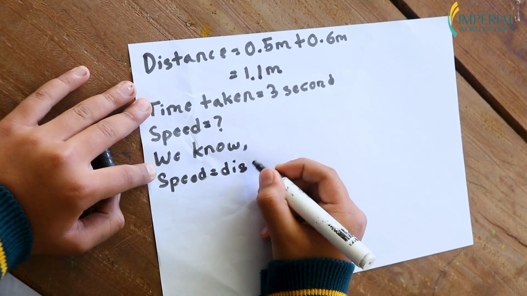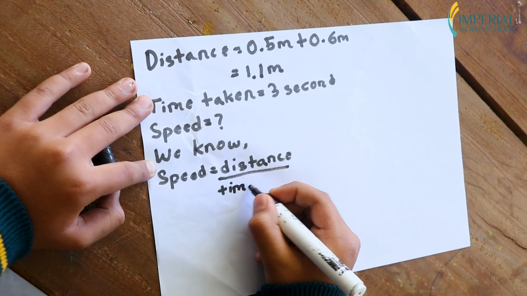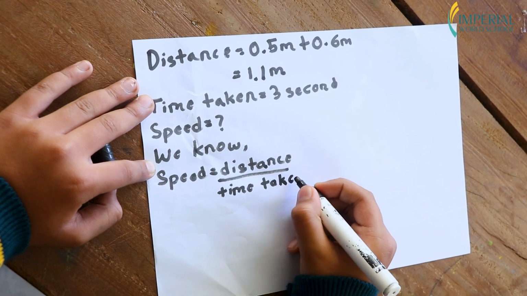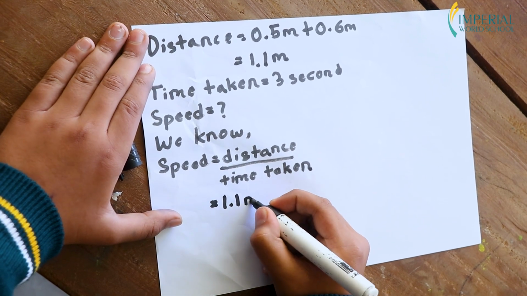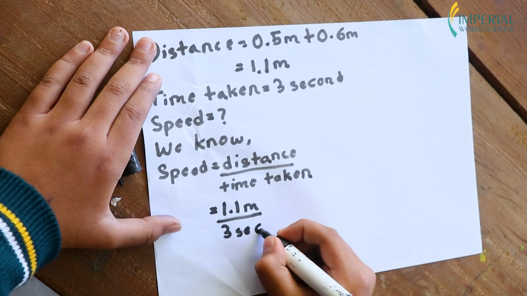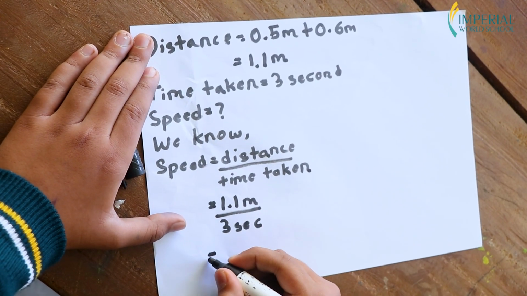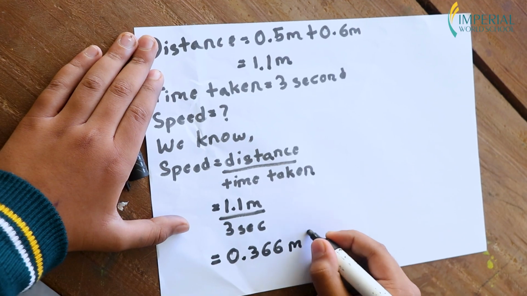So we know the formula to calculate speed is distance by time taken. Now in our case distance is 1.1 meter and time taken is 3 seconds. So dividing 1.1 meter by 3, the answer will be 0.366 meter per second.